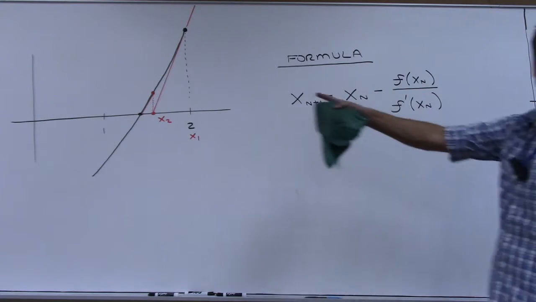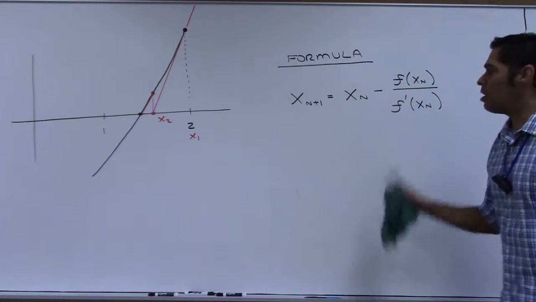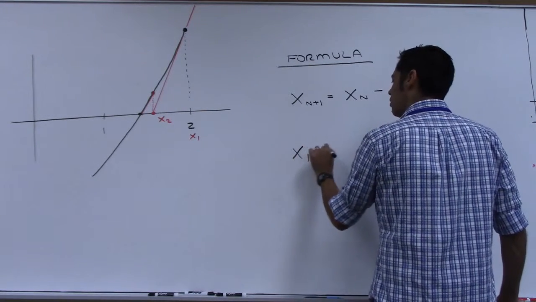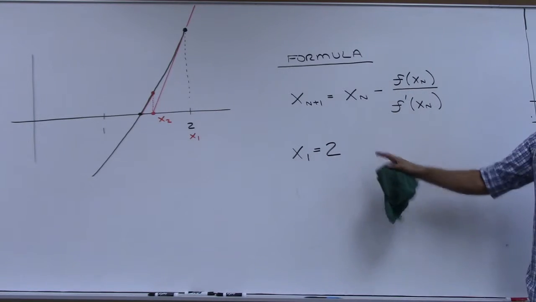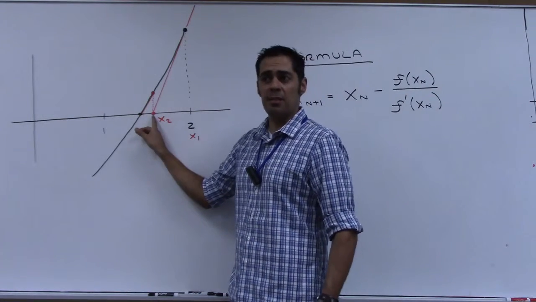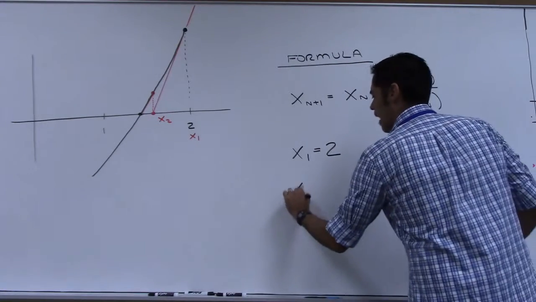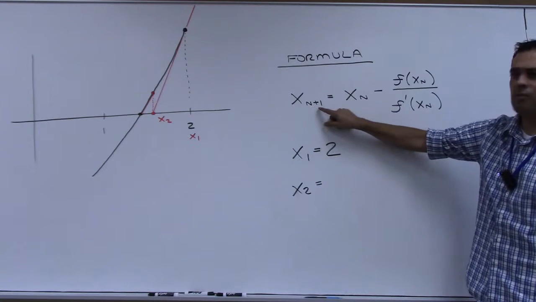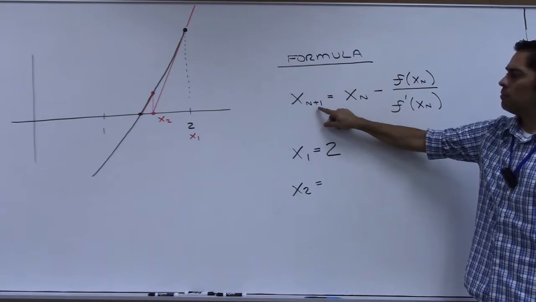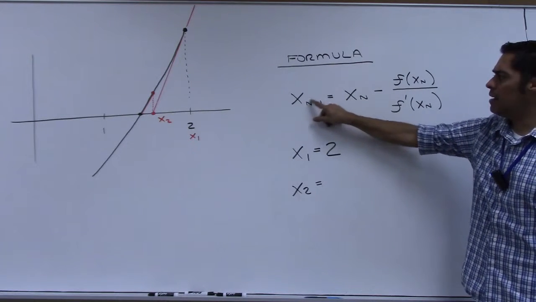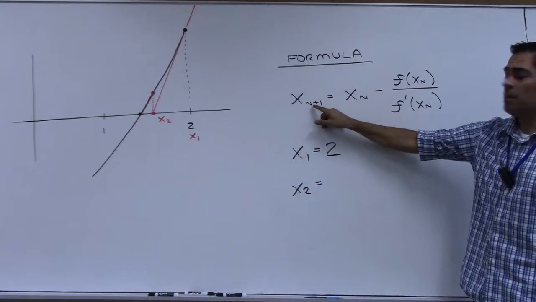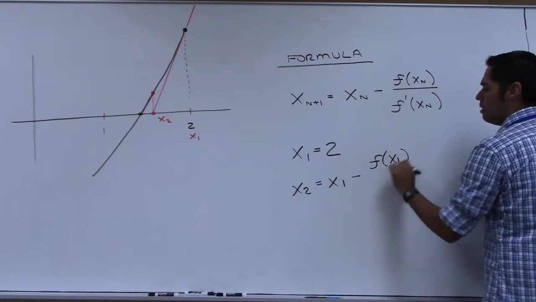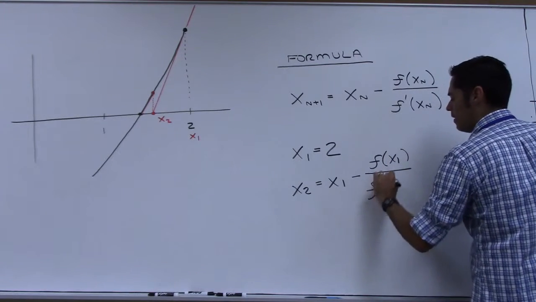So let's take this example right here and let's start with our guess, all right? What was our guess? 2. X sub 1 is 2. The way this formula works is that if I want to know what x sub 2 will be, imagine that this is 2. If this number down here is 2, then n is 1. So that means x sub 2 will be x sub 1 minus f of x sub 1 over the derivative at x sub 1.